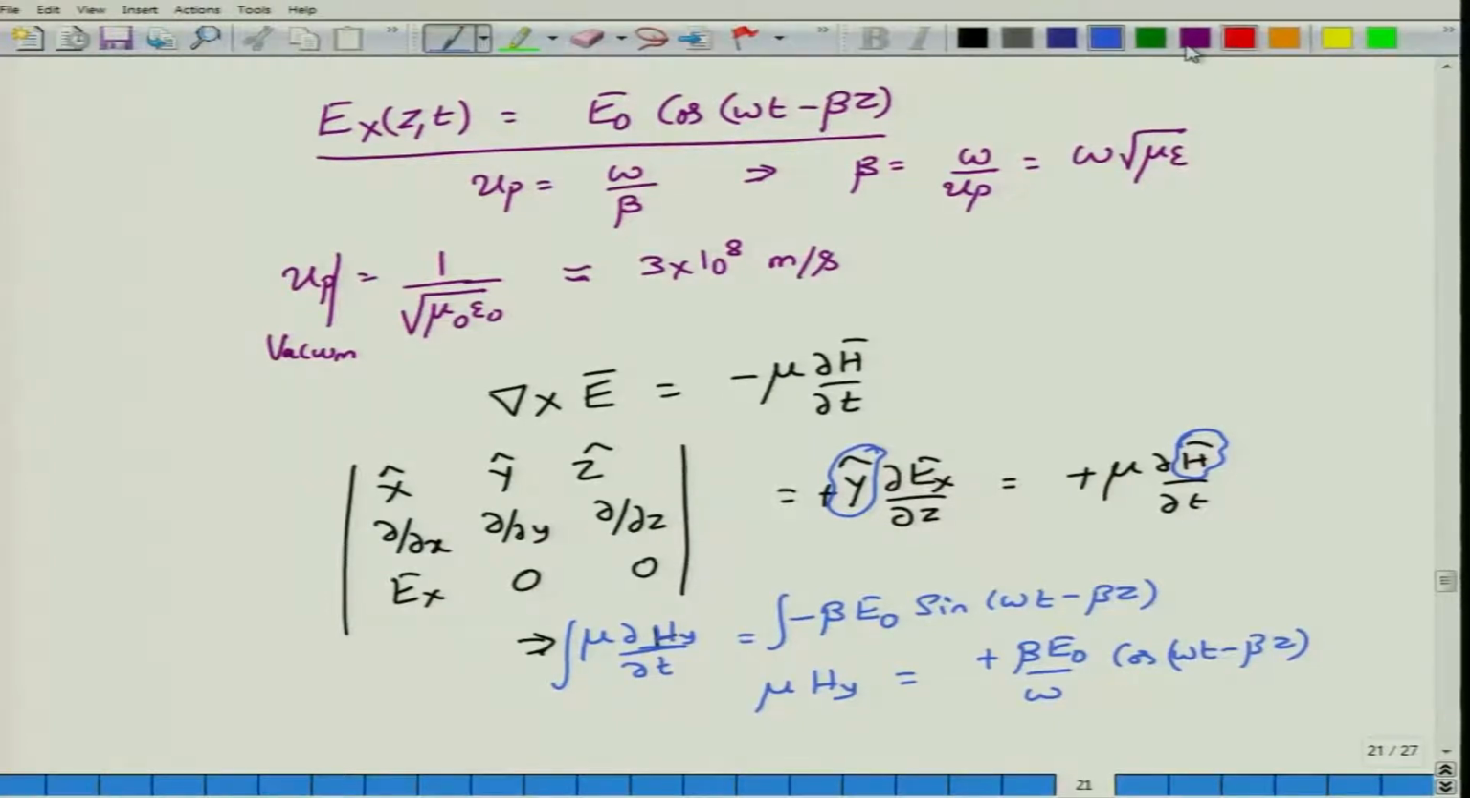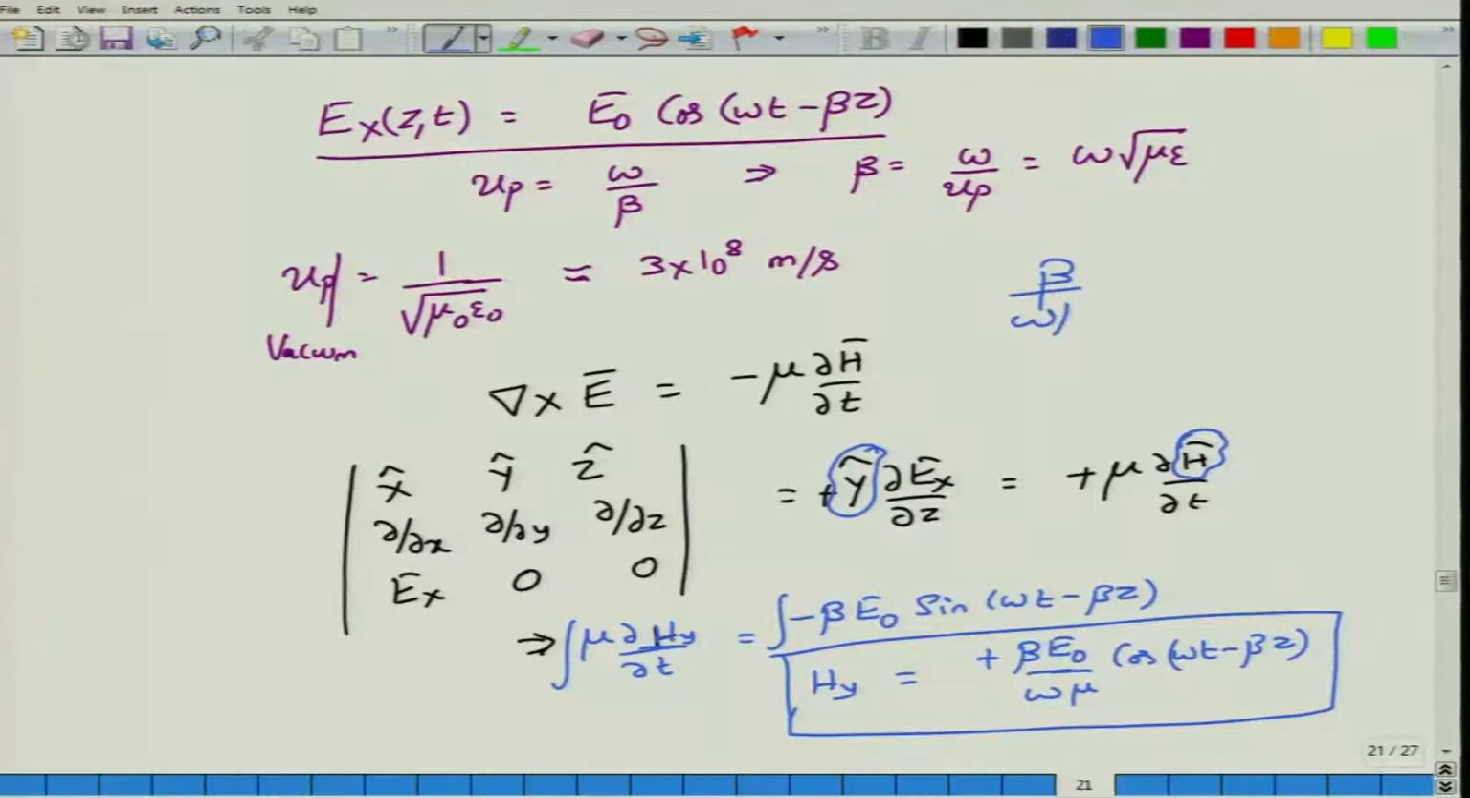So, therefore, Hy can be rewritten by putting this mu down here and writing this as beta by omega mu times E0, and if I call beta by omega mu times E0 as H0, which is the amplitude of the magnetic field, what will be this beta by omega mu? Beta, as we have already seen from the above, is given by omega square root mu epsilon. So, dividing this one by omega will cancel omega on both sides. So, substituting this omega square root mu epsilon for beta, what I obtain is square root of epsilon by mu.